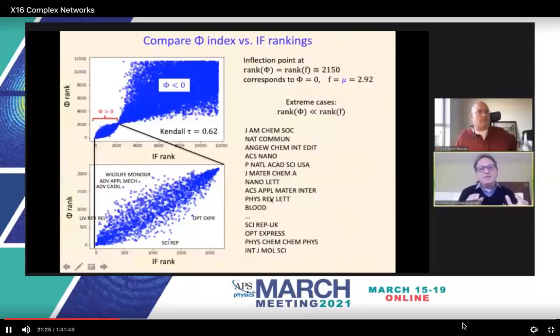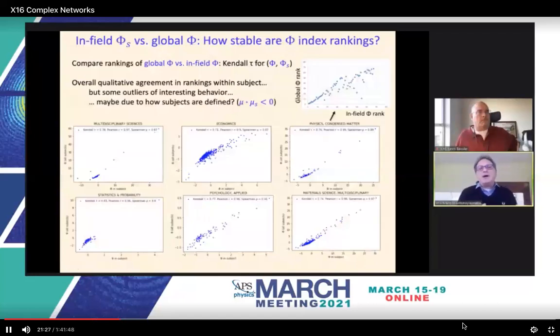Now we go one step deeper. We say, what if we define the phi index not in a global field, as if all papers belong to the same field, but within the field of each journal? So all, say, economics journals are together, and we recalculate phi indexes for these categories. How does the ranking of the journals in the category differ from if they were ranked based on the global phi index? And we see that for the most part, the rankings do not change much, which is encouraging, so there's some stability.